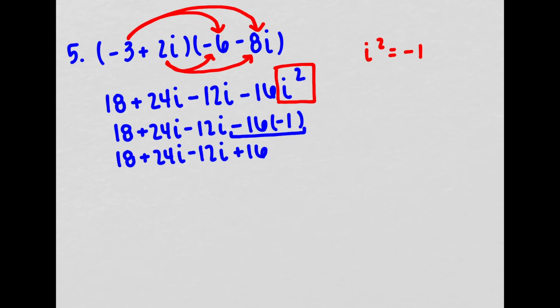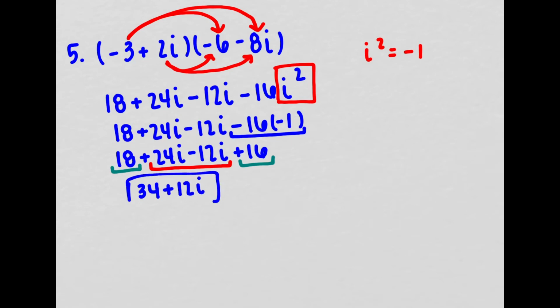I can now combine my like terms. I can combine 18 and 16 together, and when I do that, I end up with 34. I can do the same thing with 24i minus 12i, and that leaves me with a positive 12i.